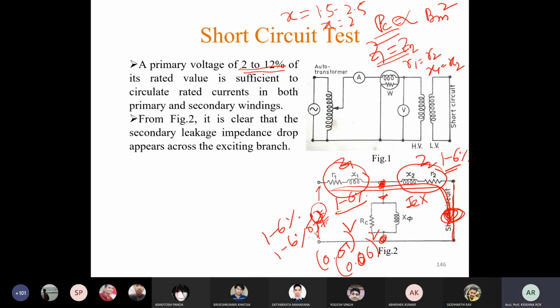So we can neglect core loss while performing short circuit test. So this wattmeter will read only which loss? Core loss is neglected, right? So copper loss. Yes. Okay, this wattmeter will read only copper loss, right? Yes, sir. Is it clear to everyone?